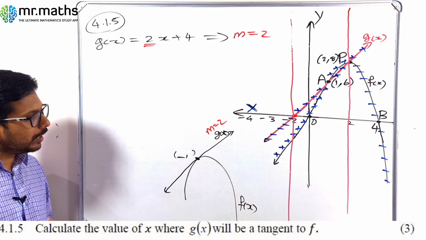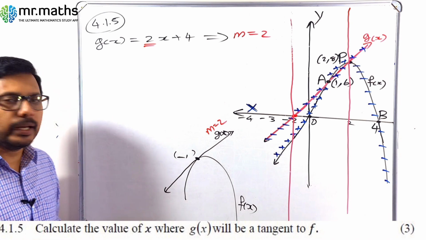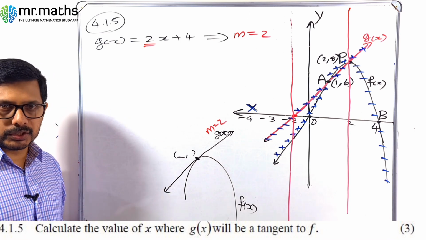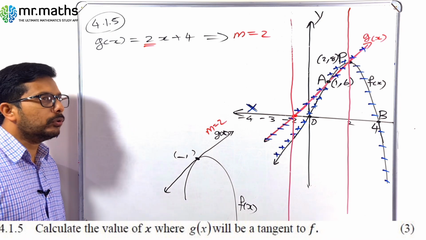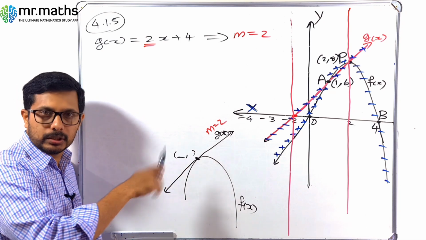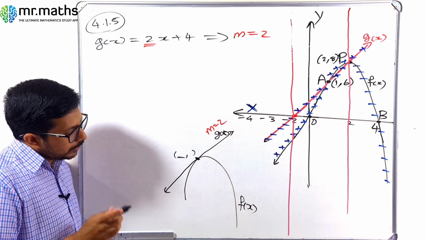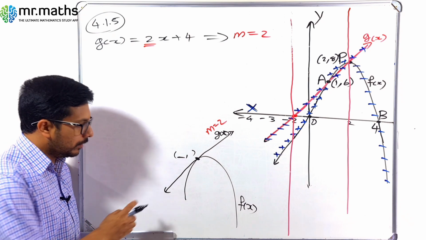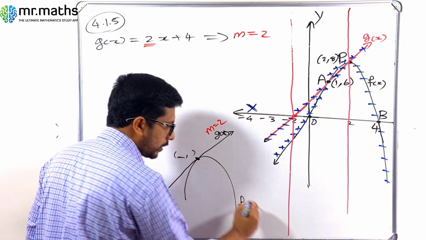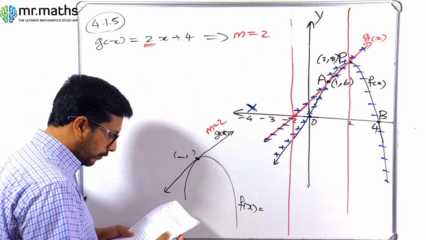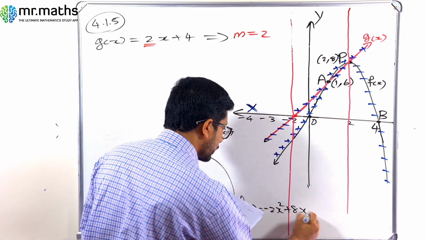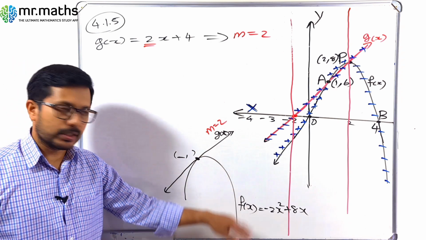Am I right? Okay, now how can you find the gradient of this tangent? This is a combination of graphs and calculus section. So in calculus, those who didn't study calculus, first you have to study calculus, then only you can do this type of questions. In the calculus section you studied how you can find the gradient. What is the equation of f of x? F of x is equal to minus 2x square plus 8x. Okay, that is the equation of this f of x, this parabola graph.